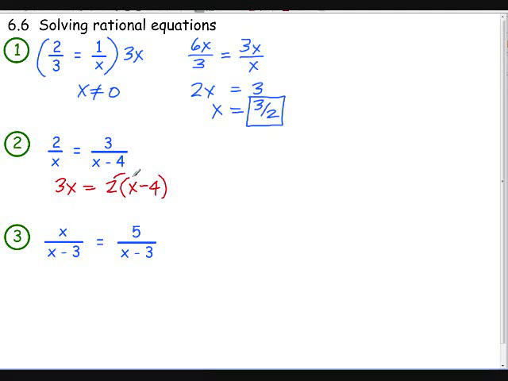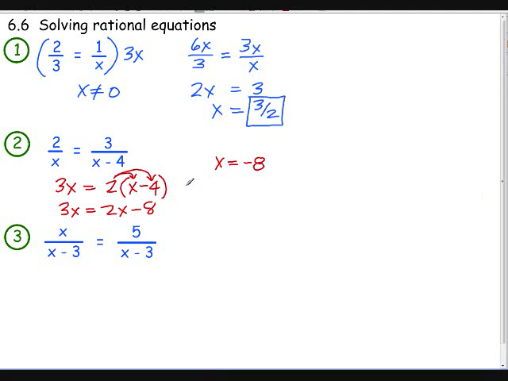Now I'm going to distribute this. I'll have 3x equals 2x minus 8. I'll subtract 2x from both sides. I'll have x equals minus 8.